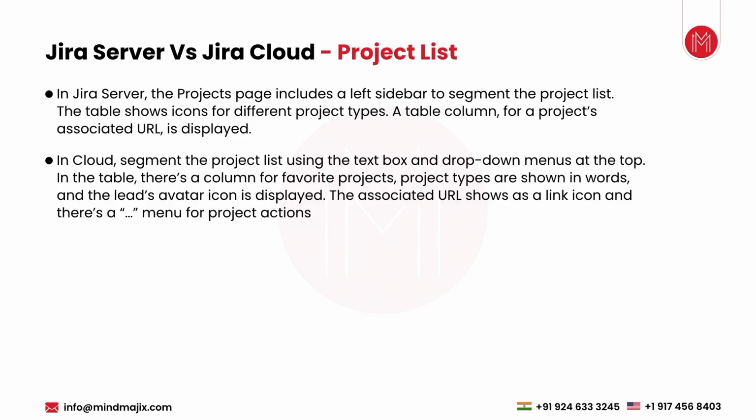Jira server and cloud. In Jira server, the project pages include the left side slider with the segment of the project list, whereas the table shows the icon of the different project types, a table, column, or a project associated URL is displayed. Okay. Whereas in cloud, the segment of the project list uses text and the drop-down menus are at the top. In the table, there are columns for favorite projects, project type, and lead, and the lead icon is also displayed. The associated URL shows the link, and there are menus for project actions.